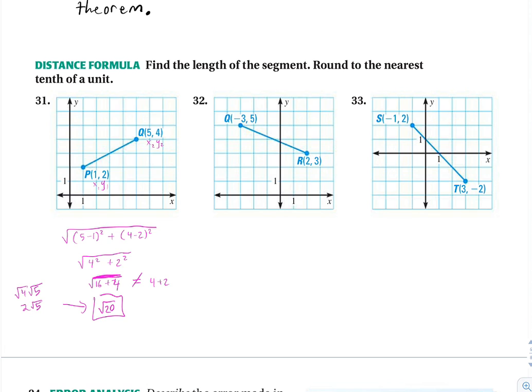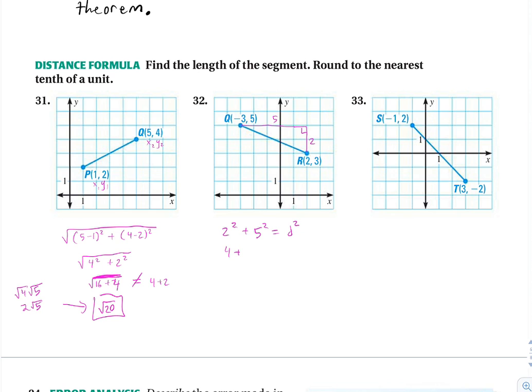Alright, so the next one, I'm going to do it conceptually. I didn't like that whole formula stuff. So instead, if I want to find that distance, I'm going to count over 1, 2, 3, 4, 5, and count down 1, 2. And I know that's a right angle. So my distance squared, or let's even do it this way, my 2 squared plus 5 squared is equal to my hypotenuse, or distance squared.